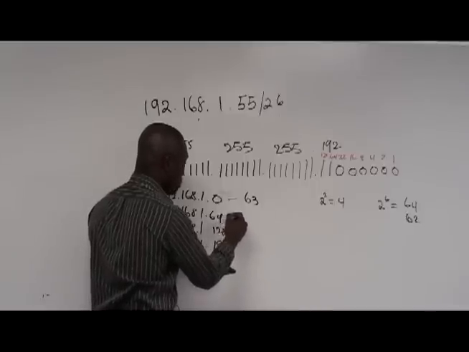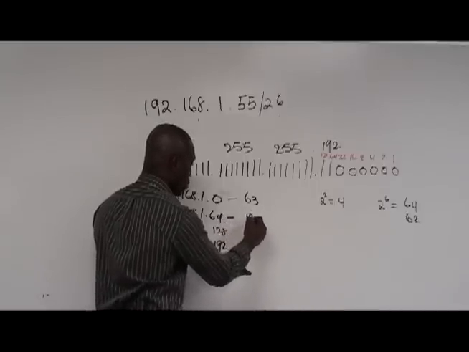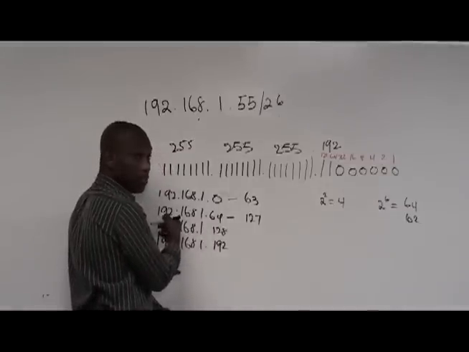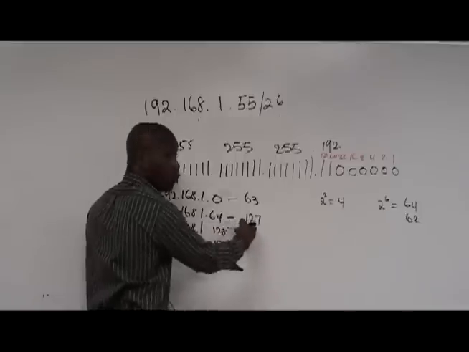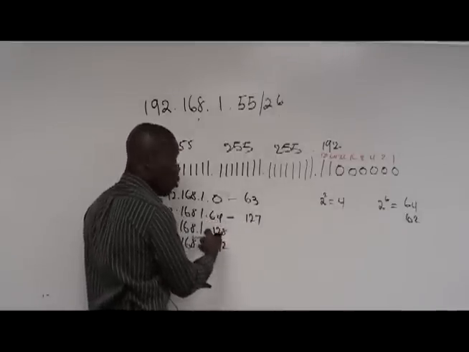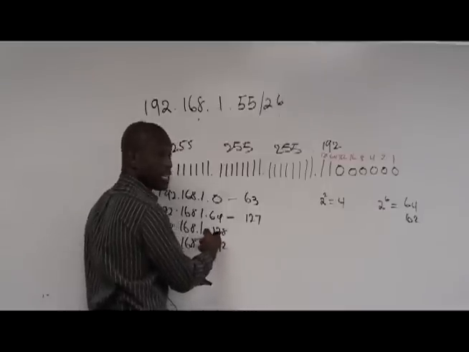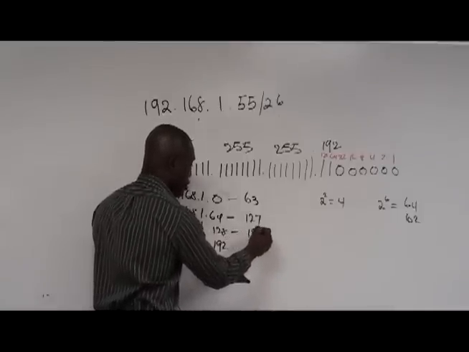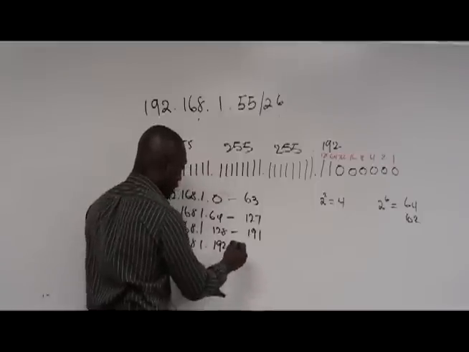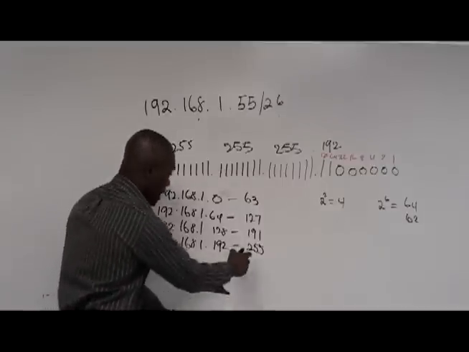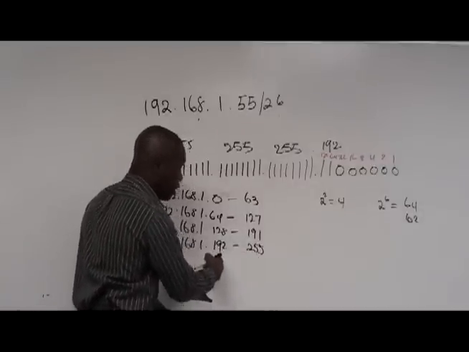Same thing with 64: it is between 64 to 127. So 64 will be the network address for this network, and 127 will be your broadcast address for the 64 network. Same thing here, 128 would be your network address for the 128 network, and your broadcast address will be 191. And this one here will go up to 255, so your broadcast address will be 255, and your network address will be 192.